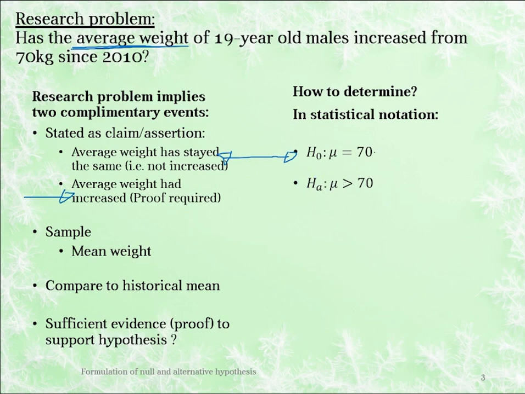Now I want you to notice here, I've just written 70. I didn't write the units, so I didn't write 70 kilos. We never write units when we write our hypotheses. When we get to our conclusion when we say what we've found out, then we will include units again. But when we're doing our calculations, we don't write the units.